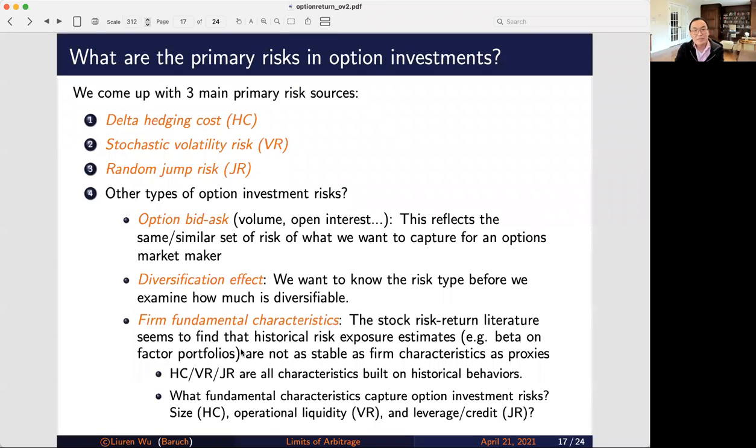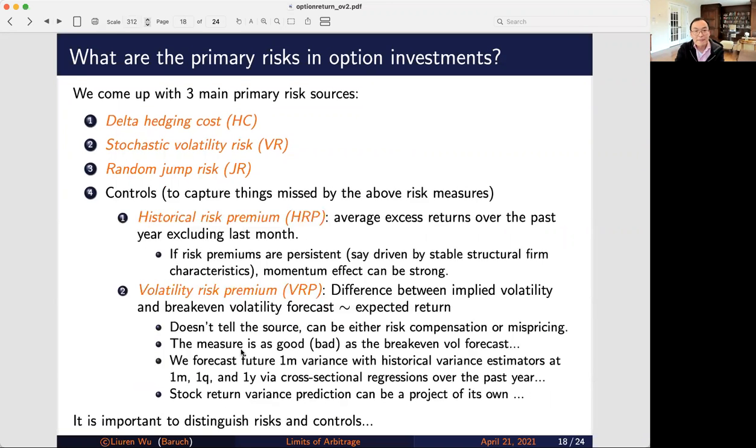So given these three, we also did some control variables, right? I constructed two risk premium measures without knowing the source, in a sense. One is just using historical return as a momentum measure. If you think the option premium is persistent, then the momentum should carry on. And Steve Heston has a recent paper with Lee identifying momentum as the driver of option returns. So it's possible that if the risk characteristics are persistent, then the option premium will persist.